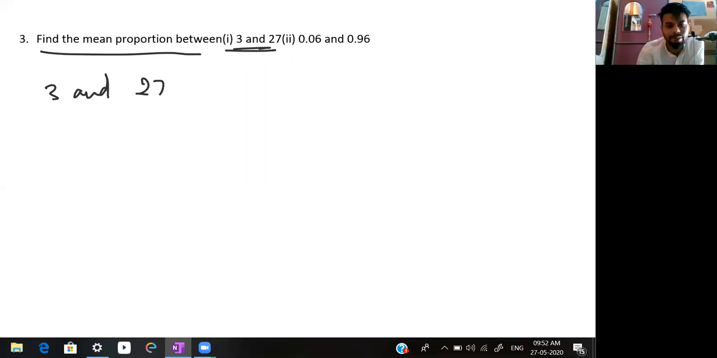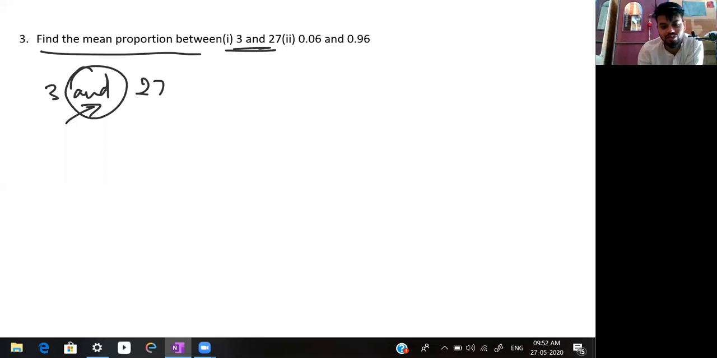Find the mean proportion between 3 and 27. We have to find the mean proportion. So how are we going to find the mean proportion? Any idea? Mean proportion, I have told you, is the term which is between 3 and 27. We have to insert a term between 3 and 27. So how are we going to do that?